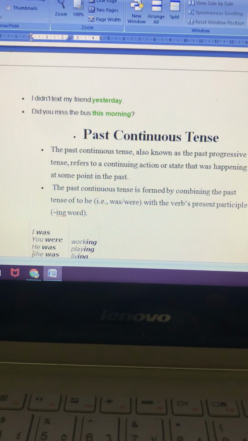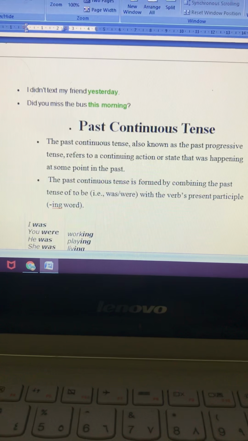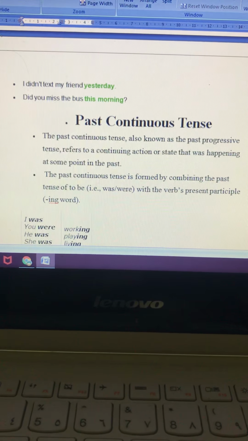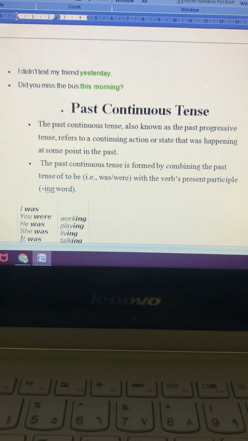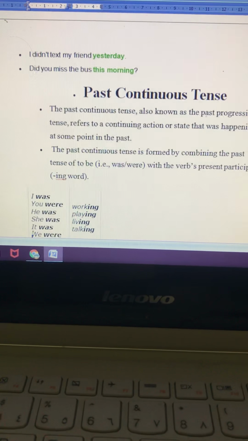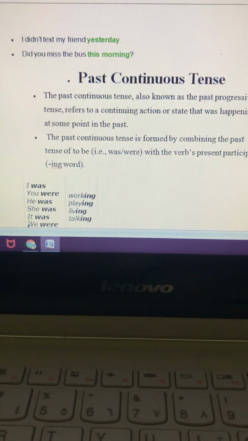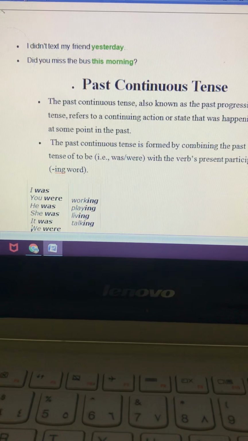The past continuous tense is formed by combining the past tense of to be, was or were, with the verb's present participle, the ing form. This is how to form the past continuous. Again, you have to put was or were, was for singular, were for plural, with the verb's ing form.